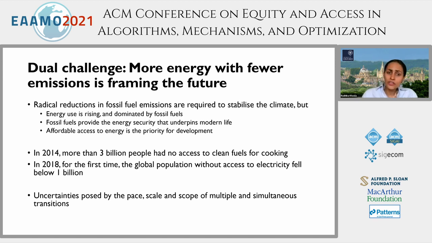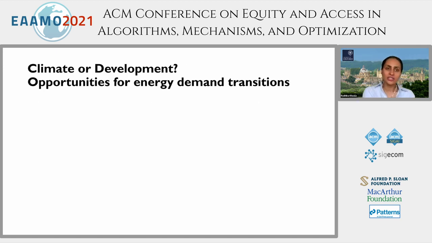And in 2018, for the first time, the world's population without access to electricity fell below 1 billion. That's a milestone. There's still an appalling number that don't have access, but even so, there's progress being made. But this progress has come with a lot of uncertainty around how these different transitions, whether towards more energy use, energy access, urbanization, clean cooking, or decarbonization, are going to pan out. So the question of climate or development is really important, because that is where a lot of this is going to unfold.